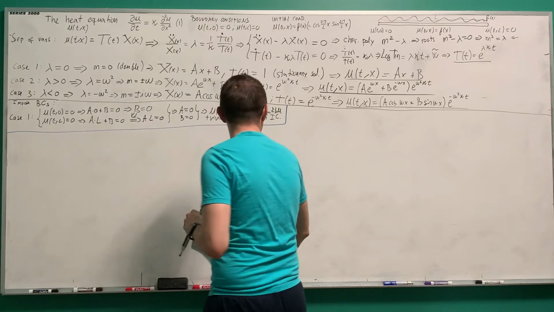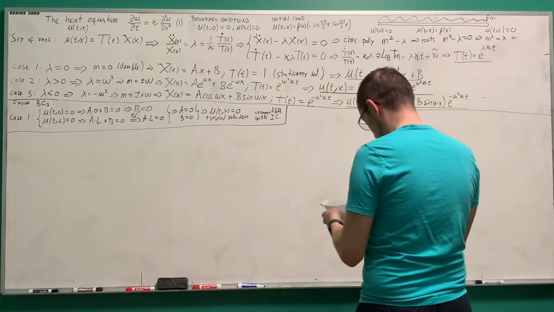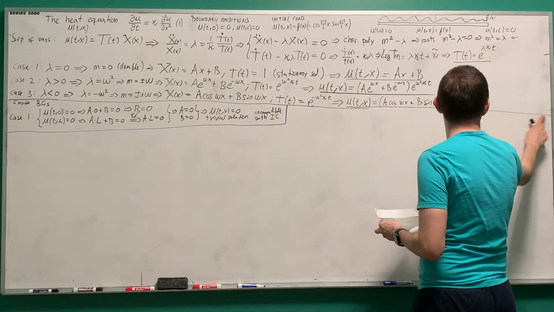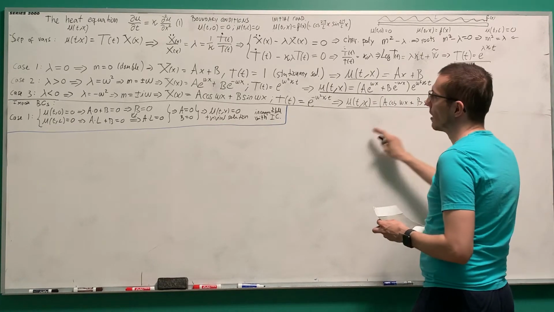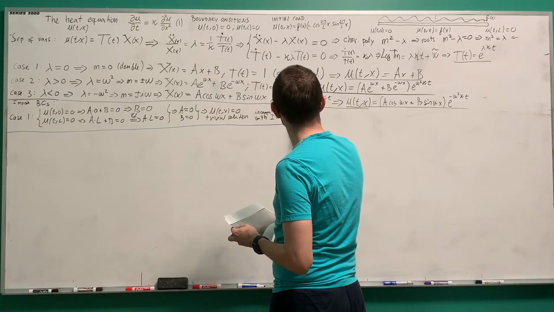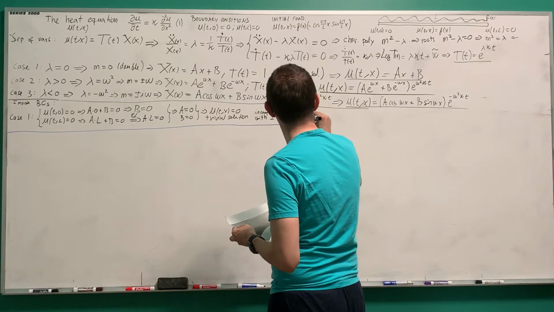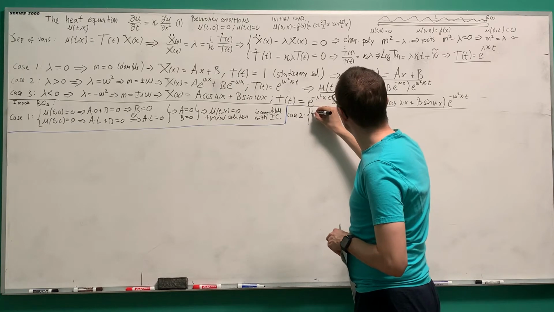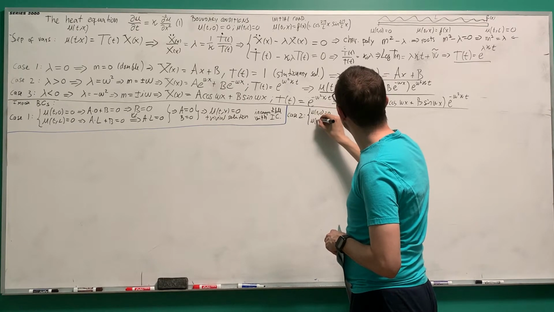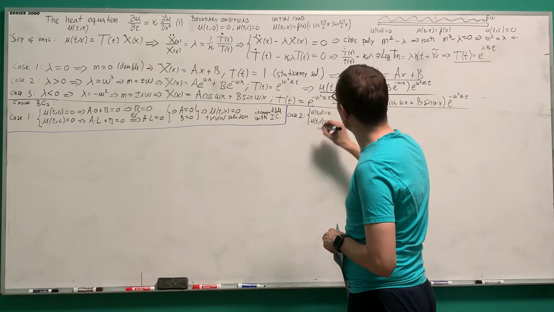Case 1 is not our case. Alright. Let's see if I can do case 2 around here. Case 2. Same as before. U of t, 0 equals 0. U of t, L equals 0.